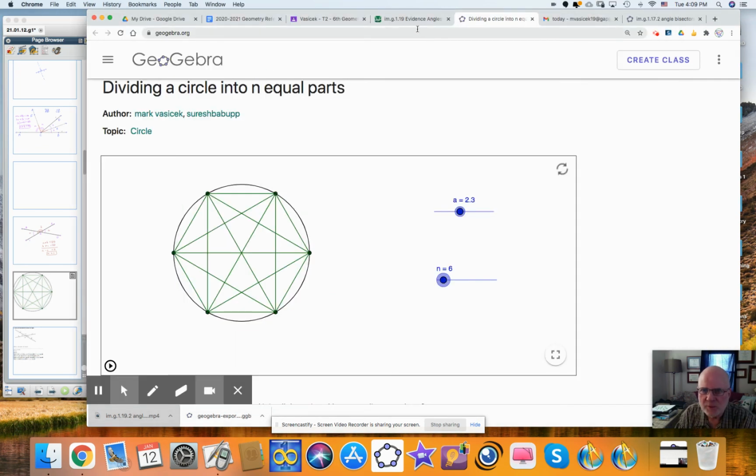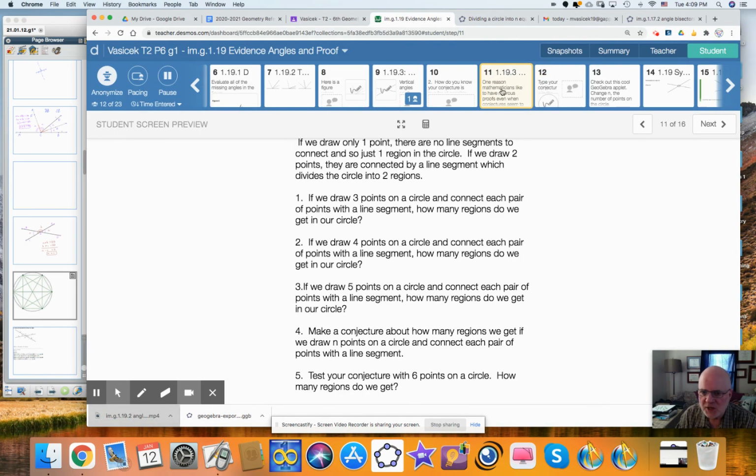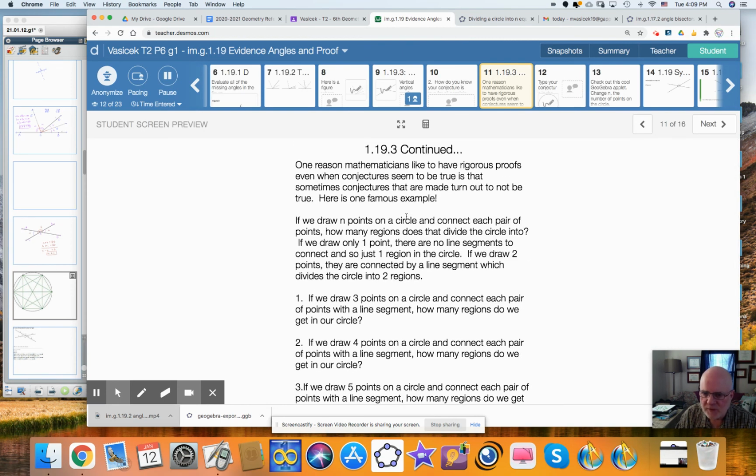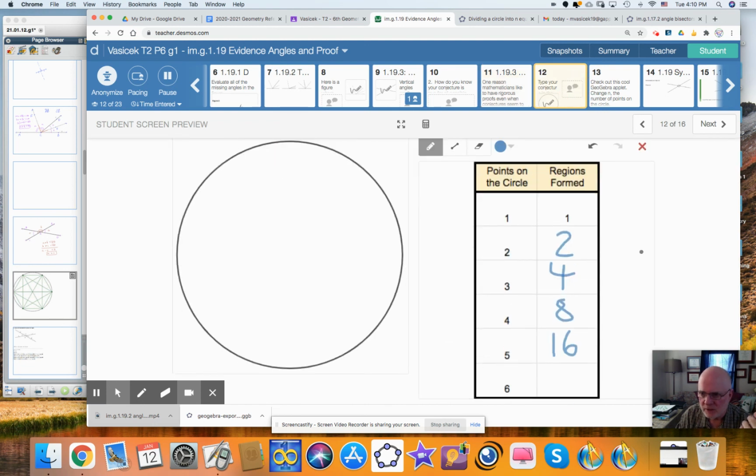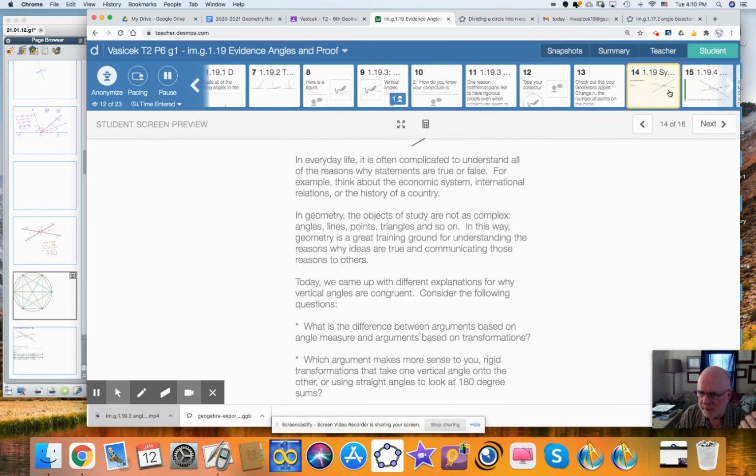Didn't I tell you it was going to break apart? I told you this is a very famous conjecture that turns out not to be true. It's not going to be 32. It's 30.